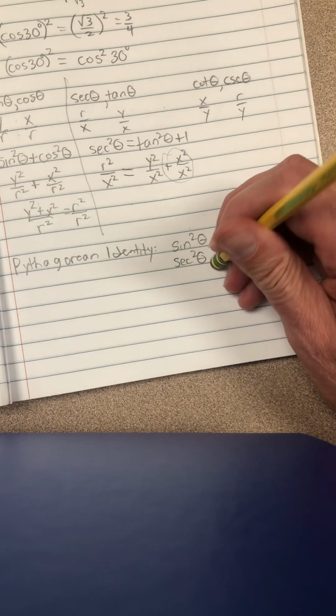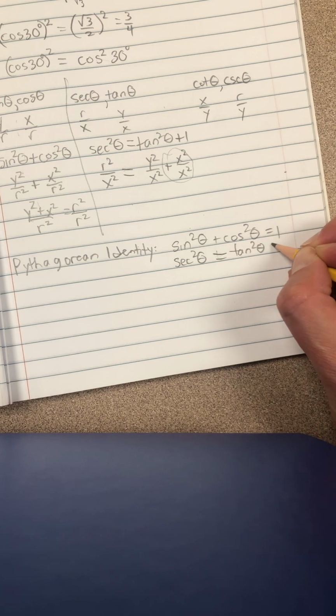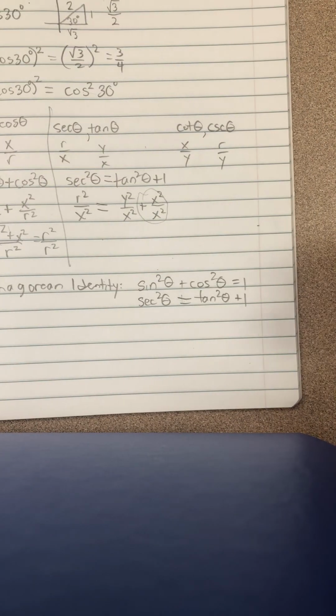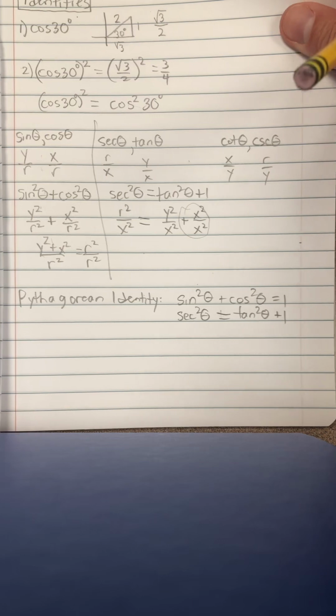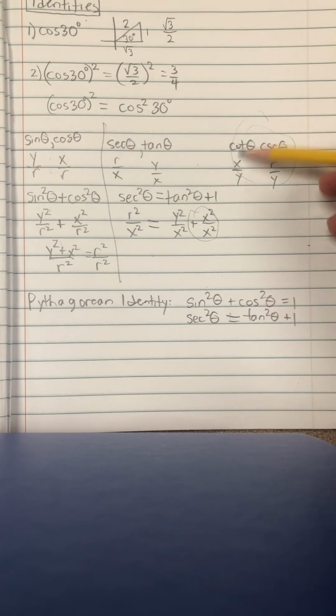Oops, that's an equal sign. That one might be nice to memorize, but I'm not going to require it yet. There's also going to be a Pythagorean identity coming out of the cotangent and cosecant pairing. I'd like you to explore that on your own on the sheet that I gave you and see if you can come up with that. That's basically number 1. Come up with an identity relating these. Is it cotangent squared plus cosecant squared equals 1, or some variation of that?